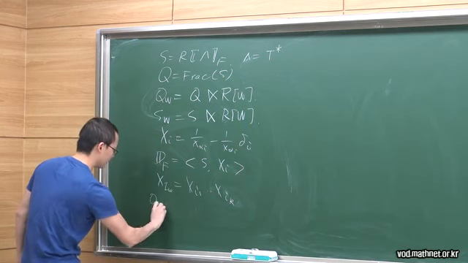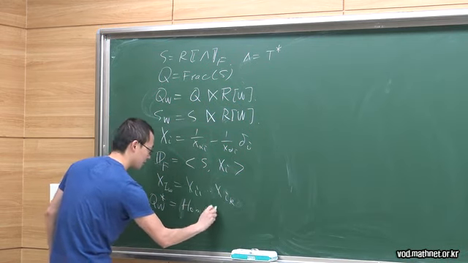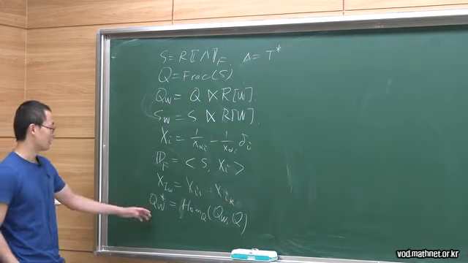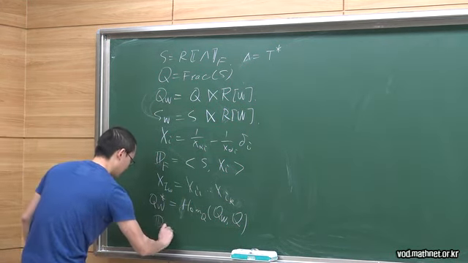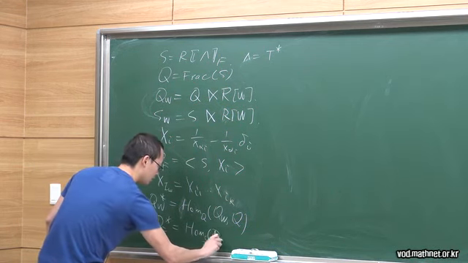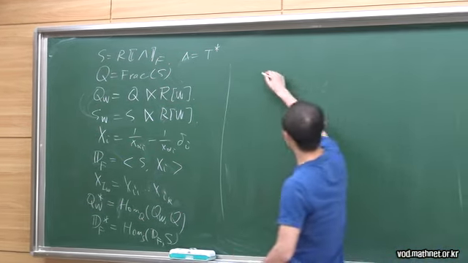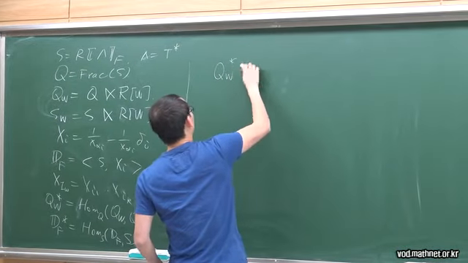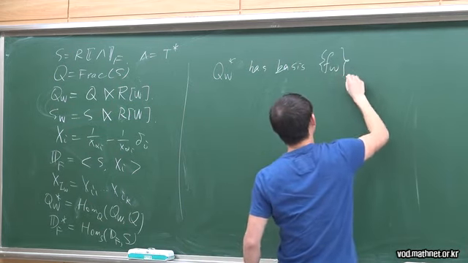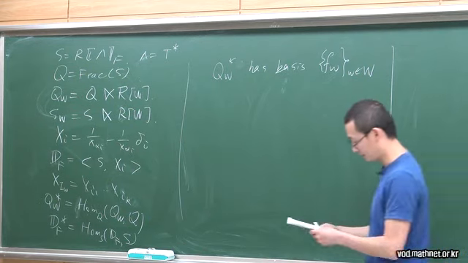Now we define Q_W star, which is the dual of Q_W. And similarly, you can define S_W star and also D_F star. D_F star is the dual of D_F. Okay, so we mentioned that this Q_W star actually has basis f_w, and moreover, you have an easy product, that is this component-wise product.